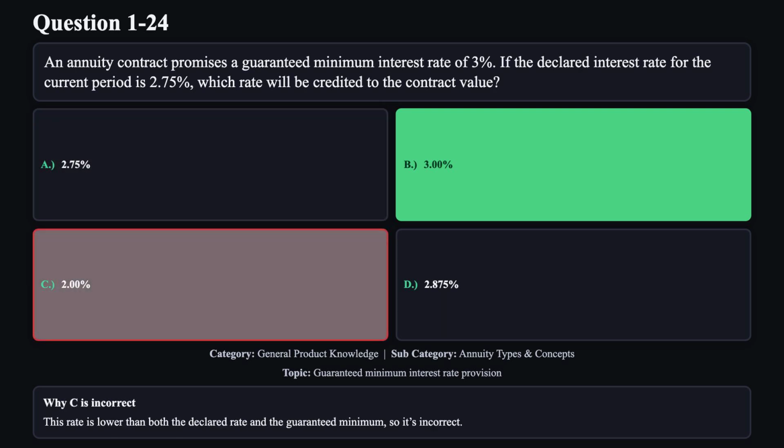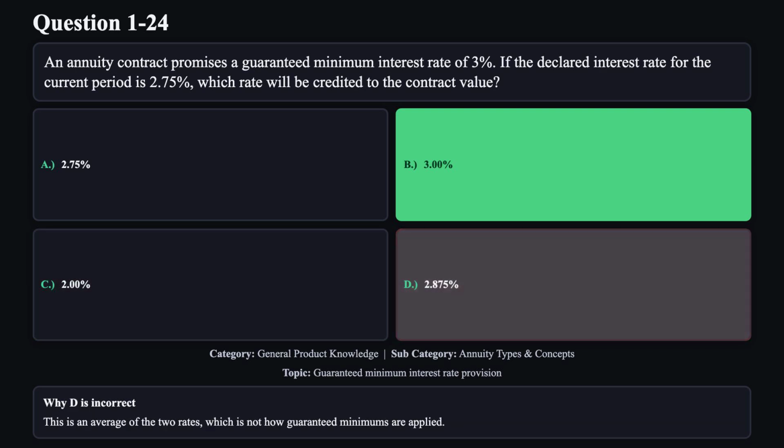Reason C is not correct. This rate is lower than both the declared rate and the guaranteed minimum, so it's incorrect. Reason D is not correct. This is an average of the two rates, which is not how guaranteed minimums are applied.